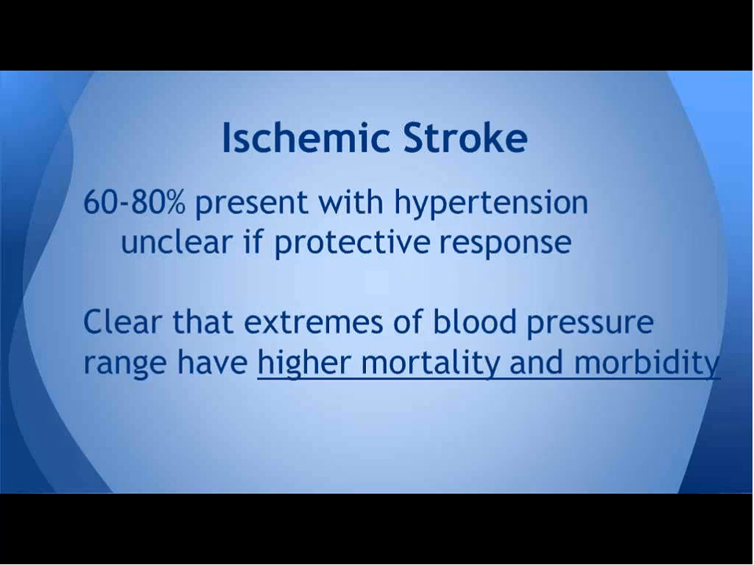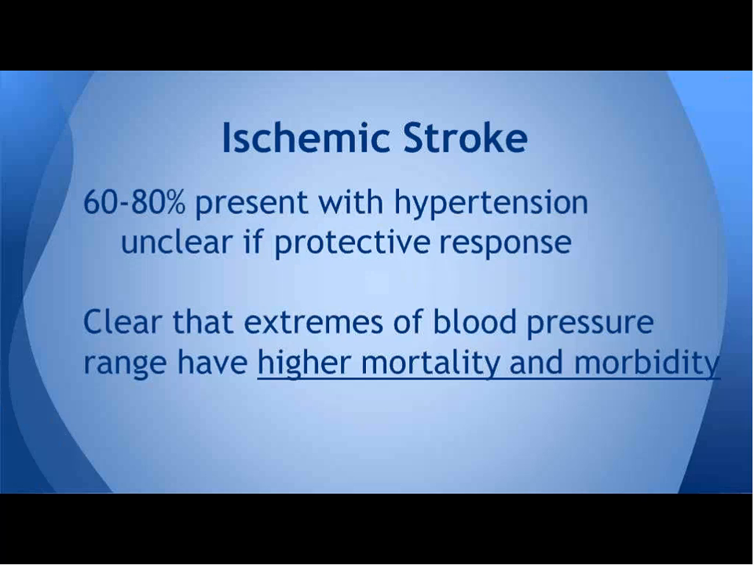It's clear that the extremes of blood pressure range have higher mortality and morbidity. There's a very large trial, the ISAT trial, which showed that patients who presented with embolic strokes had much higher mortality and morbidity with very high blood pressure, systolics in excess of 180, and those patients with systolics less than 140, or really 130, had relatively similar morbidity and mortality.